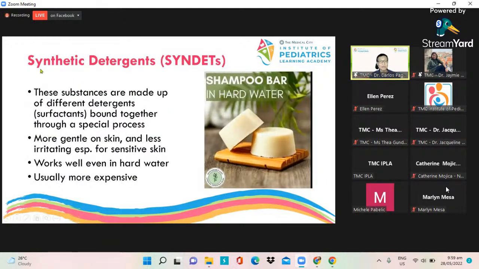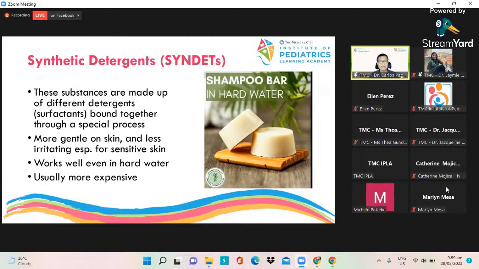Meron to, ito ngayon ang importante para sa mga babies. Synthetic detergents, dahil yan po ang uso ngayon. Now, we can read here that these substances are made out of different detergents or surfactants. Special process pong pagpagawa sa kanila. They are certainly more gentle on the skin. They are less irritating, especially for those with special skin or sensitive skin po.